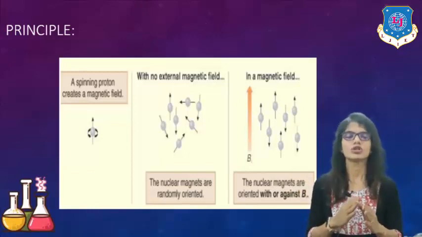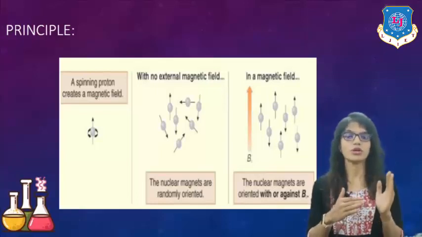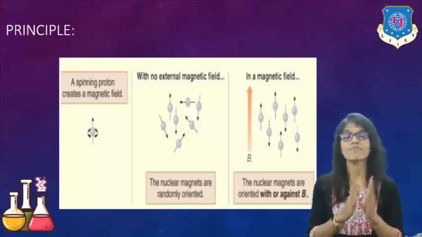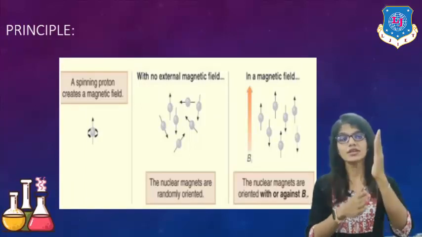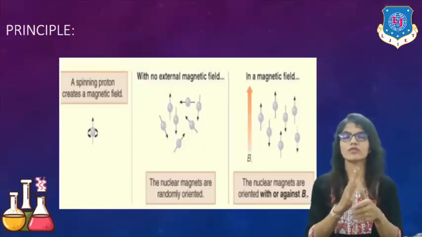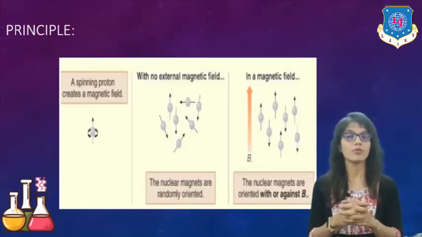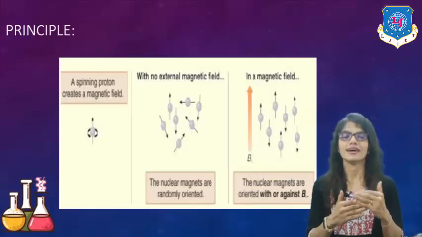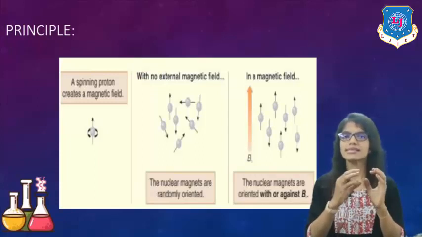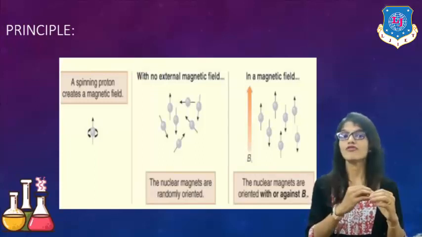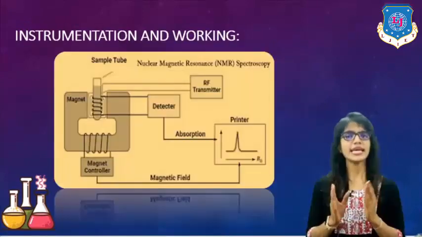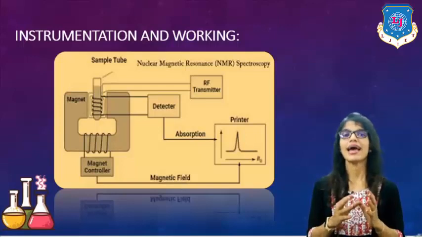Now, when we put them under the influence of a particular magnetic field, let's say for an example B or B0, at that time some of the protons orient with the direction of the magnetic field, while some of the protons orient against the direction of the magnetic field, and depending upon that their identification is done, right? So this is the principle of NMR spectroscopy, basically how we identify a particular atom. Okay, now in next one we will have instrumentation and working.